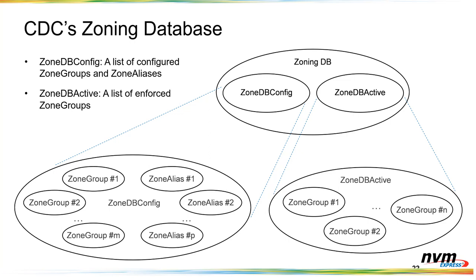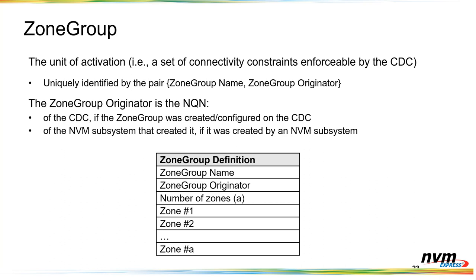So what is a zone group? Zone group, as I said, is the unit of activation. So it's the set of connectivity constraints that can be enforced by the CDC. And a very important point about a zone group is how it is identified. It is uniquely identified by a pair, zone group name and zone group originator. Zone group name is just an alphanumeric string up to 30 bytes. The zone group originator is the NQN of the CDC, if the zone group was created or configured on the CDC, and of the NVMe subsystem, if instead it was created in an NVMe subsystem.